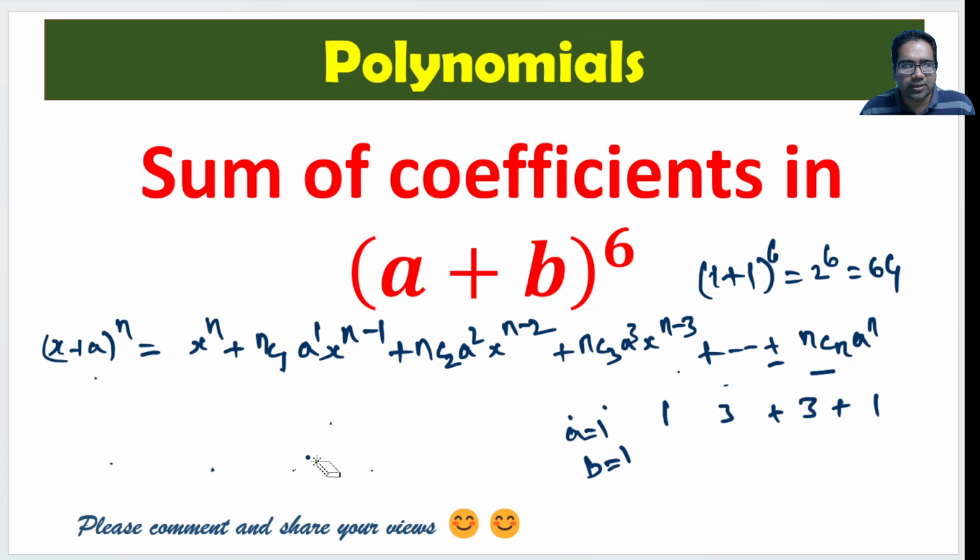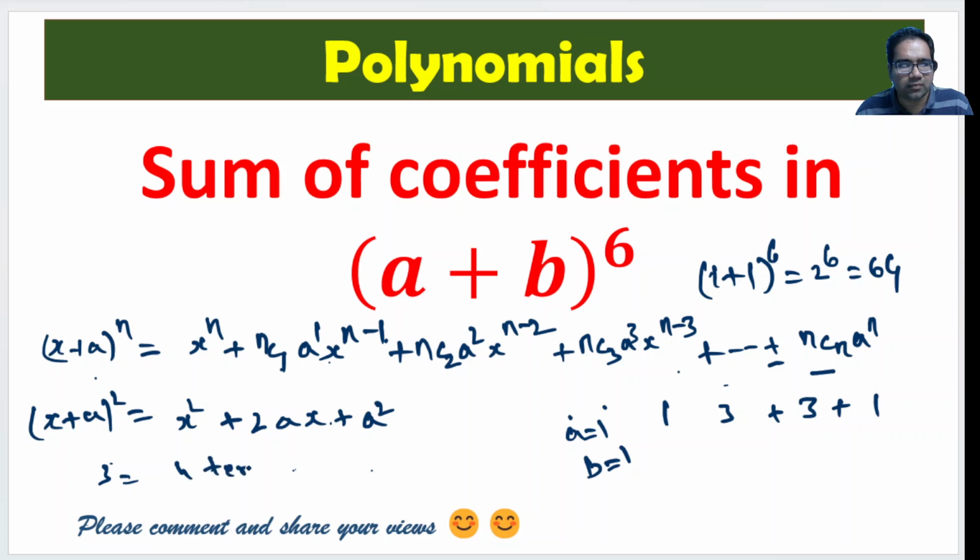It applies to any power as long as n is a positive integer. For example, (x plus a) whole square is x square plus 2C1, which is 2, times a times x, plus 2C2, which is 1, times a square. So here we have only three terms. If the power is 3, we have 4 terms. With power 4, we have 5 terms.